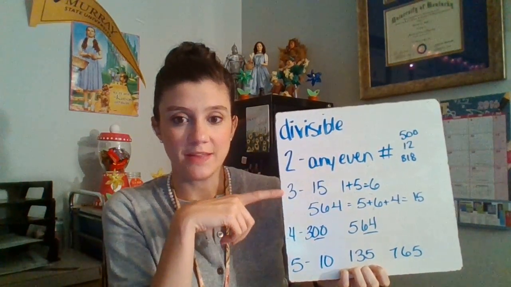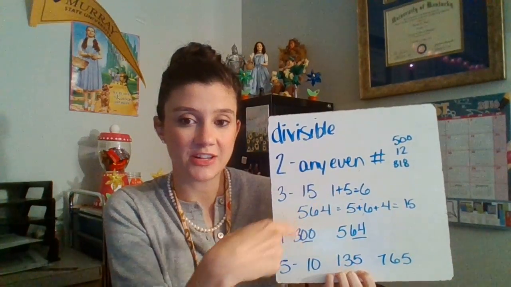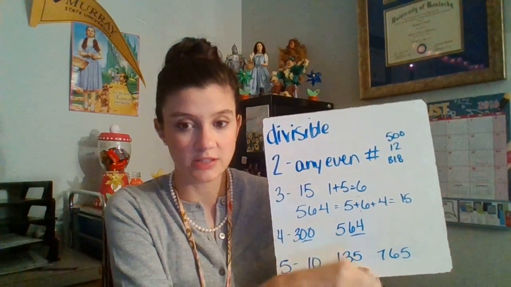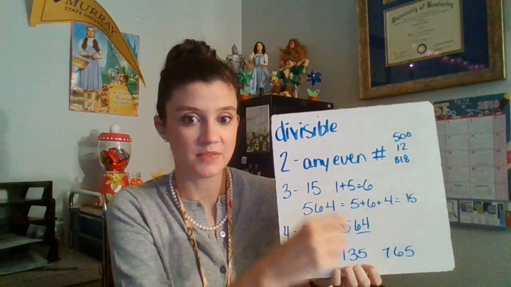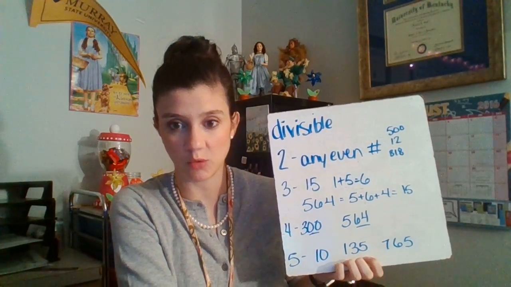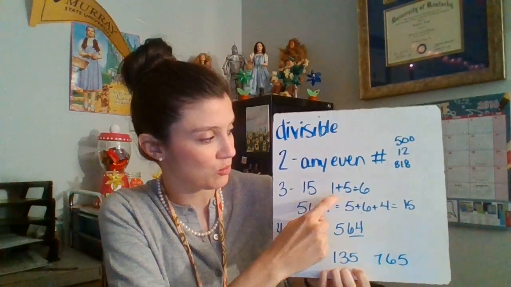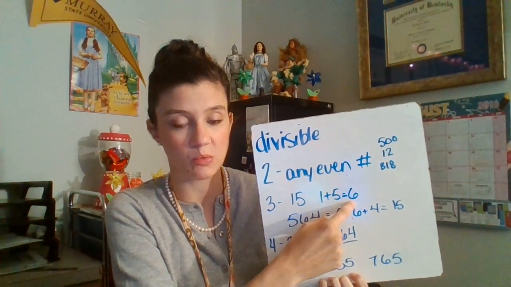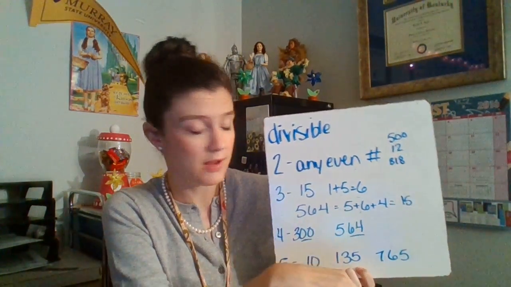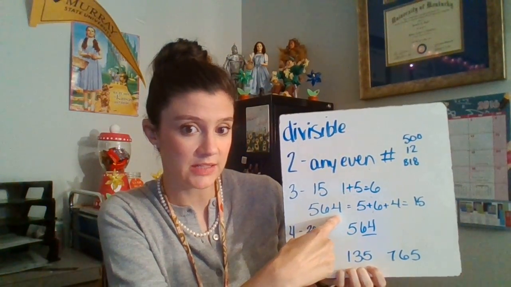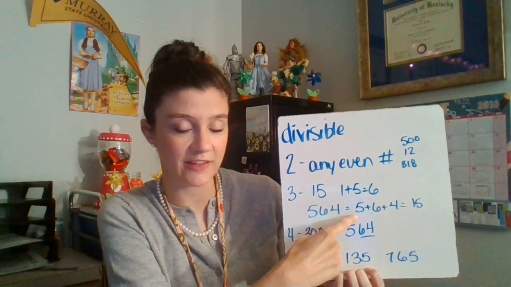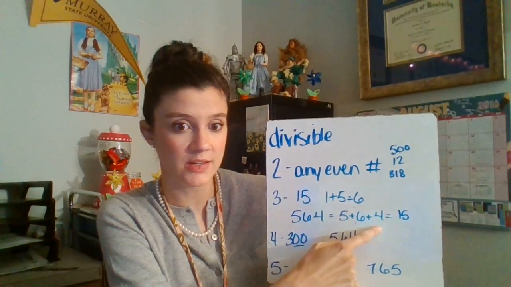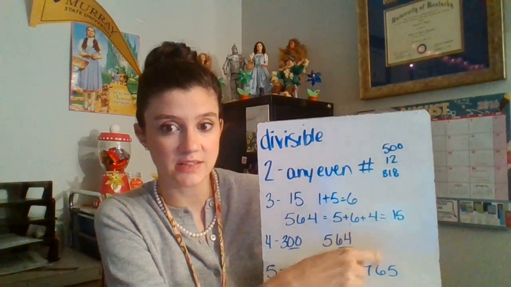Numbers are divisible by 3 if the sum of their digits equals a number divisible by 3. So for example, 15 is divisible by 3 because when you do 1 plus 5, you get 6, which is a number divisible by 3, or a multiple of 3. Another example would be 564. It's divisible by 3 because 5 plus 6 plus 4 is 15. 15 is divisible by 3.